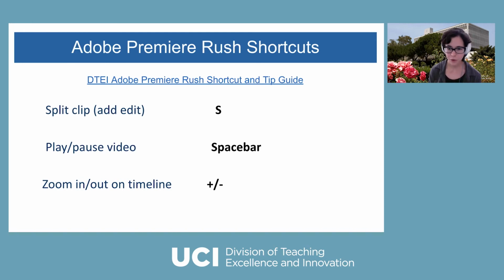The first one is going to be your split clip or add edit, and that's going to be the S key. This is literally like your pair of scissors. So as we talk about trimming, as we talk about cutting things out of the middle of your video, you think of your video as a physical piece of film, and you're taking a pair of scissors and cutting things out of it. That will be using the S key to make those cuts.